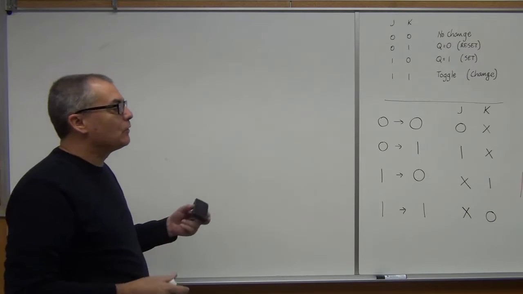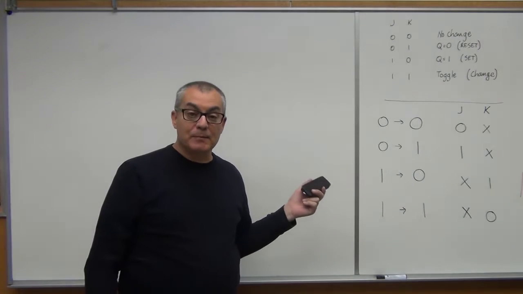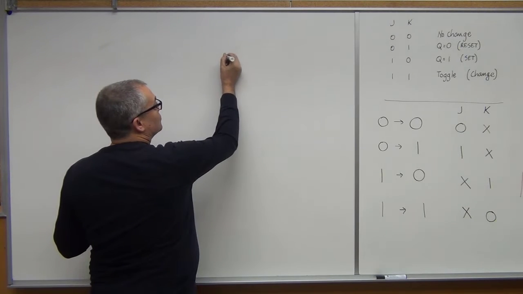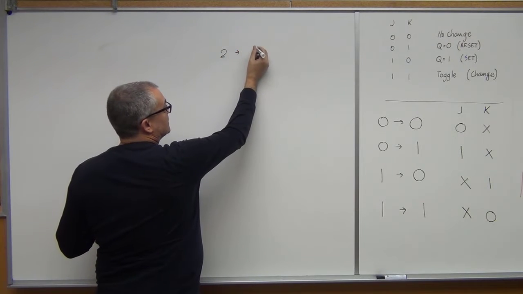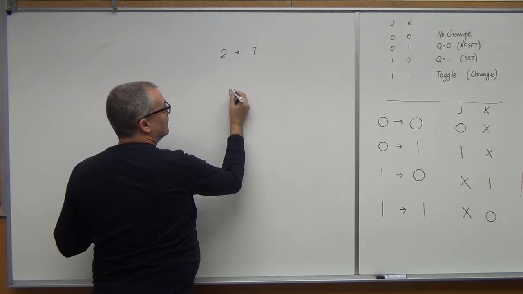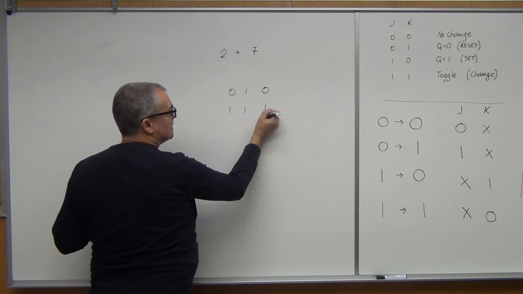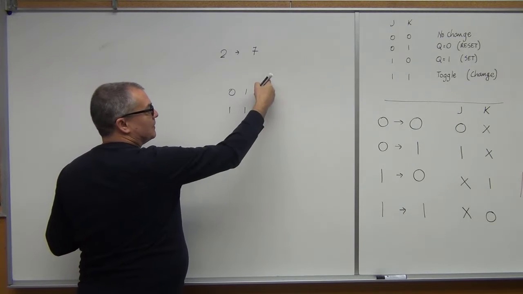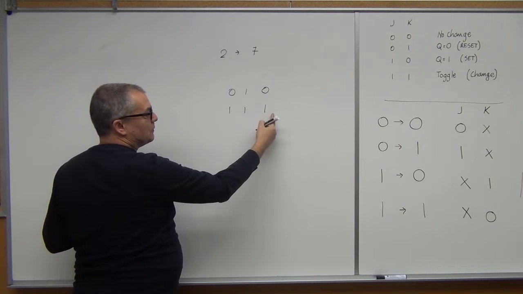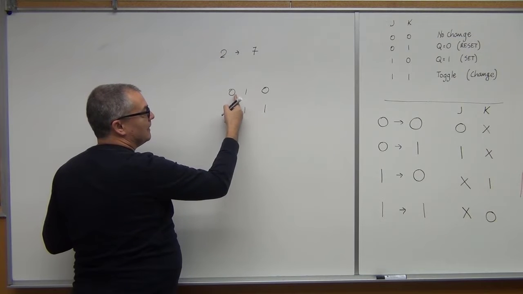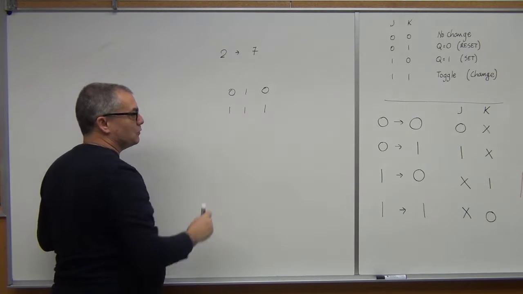Now, we need to know this because we're going to need to manipulate this on the flip-flops. For example, if I have a count that goes from 2 to 7, then in binary that would go from this to this. The least significant bit here, QA, would need to go from a 0 to a 1. The B flip-flop would go from a 1 to a 1, and the C flip-flop would go from a 0 to a 1.